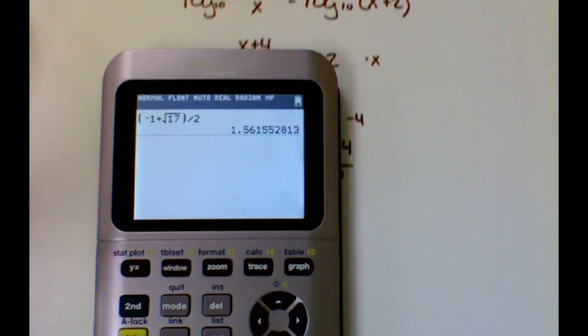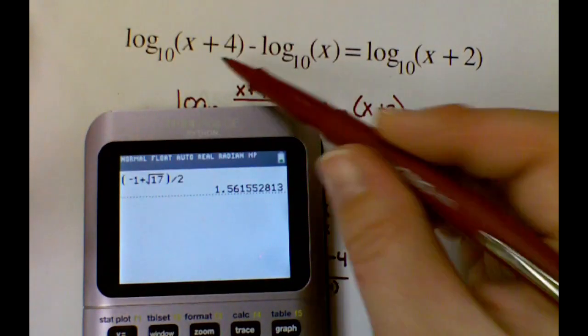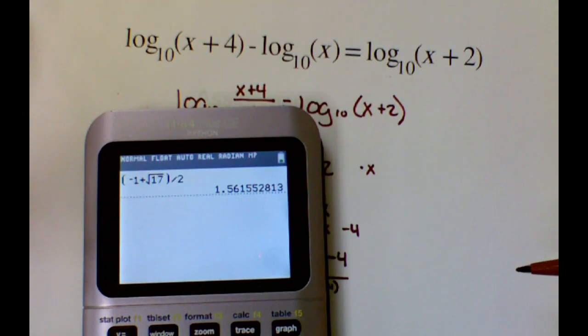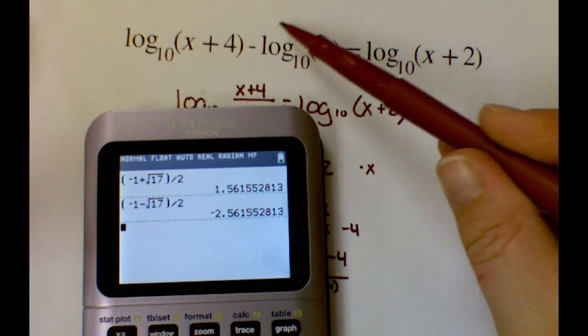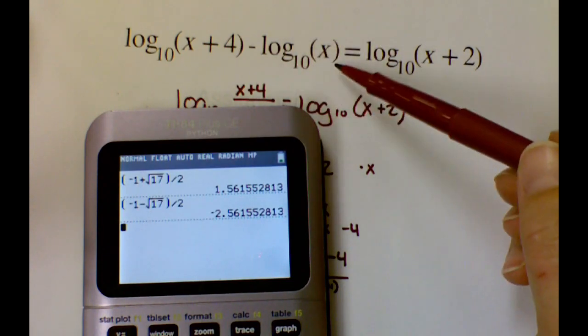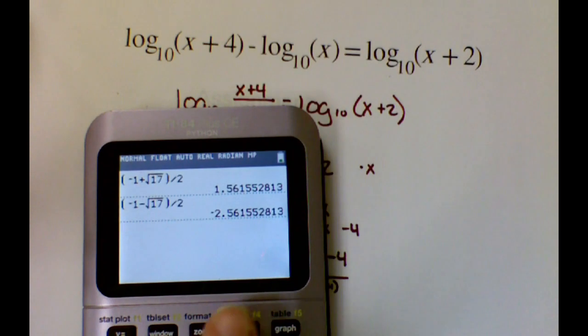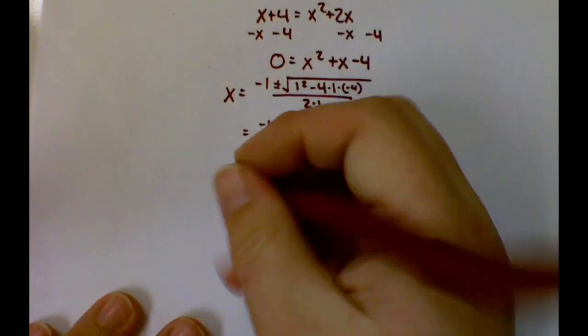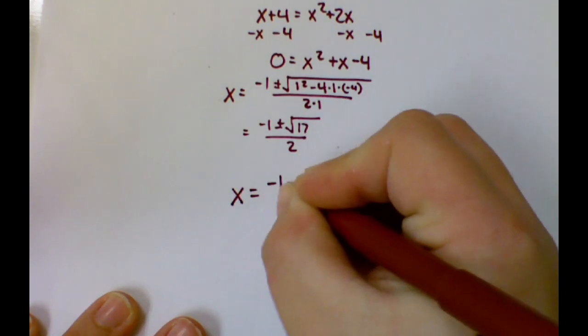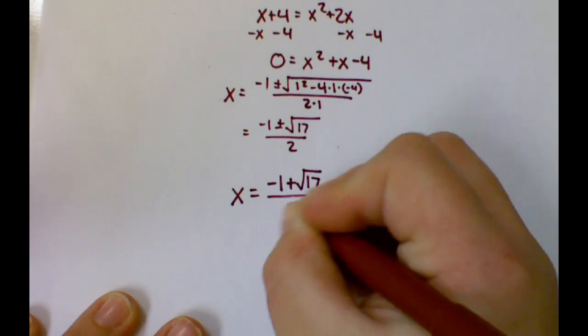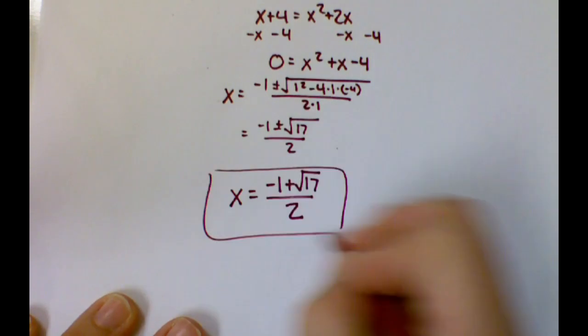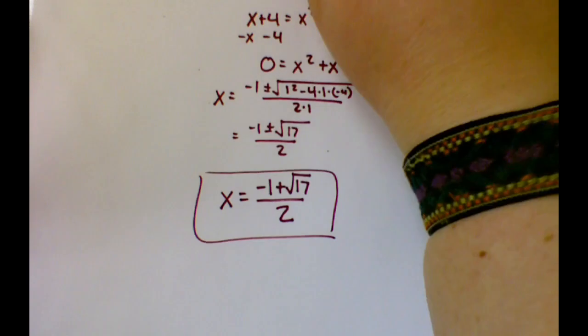Okay. Looking back at my original problem, does that make any negatives inside my logarithms? No, that answer's fine. If I change that instead and check the minus, I get a negative. Log base 10 of negative 2.56 does not exist. You cannot put a negative number inside of a logarithm. So that one doesn't actually work. So our answer has to actually be negative 1 plus the square root of 17 over 2, because negative numbers are not allowed inside our logarithms.